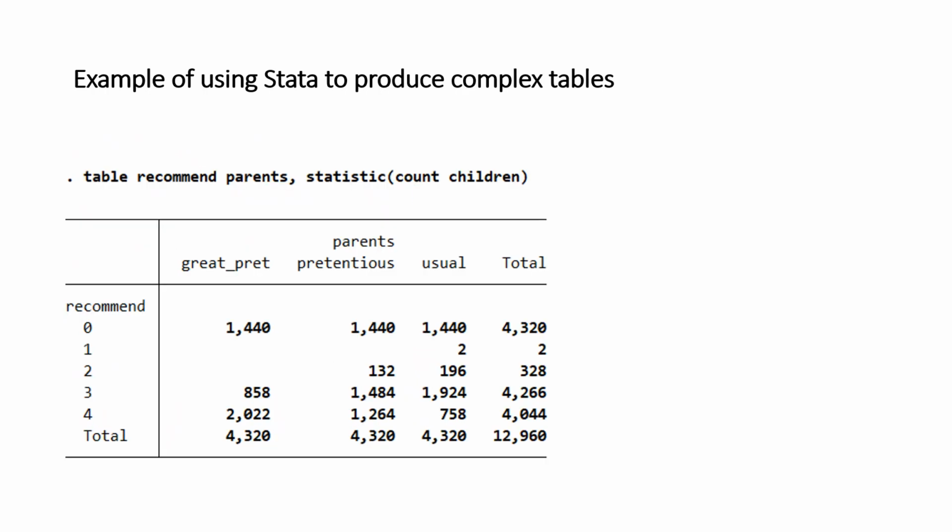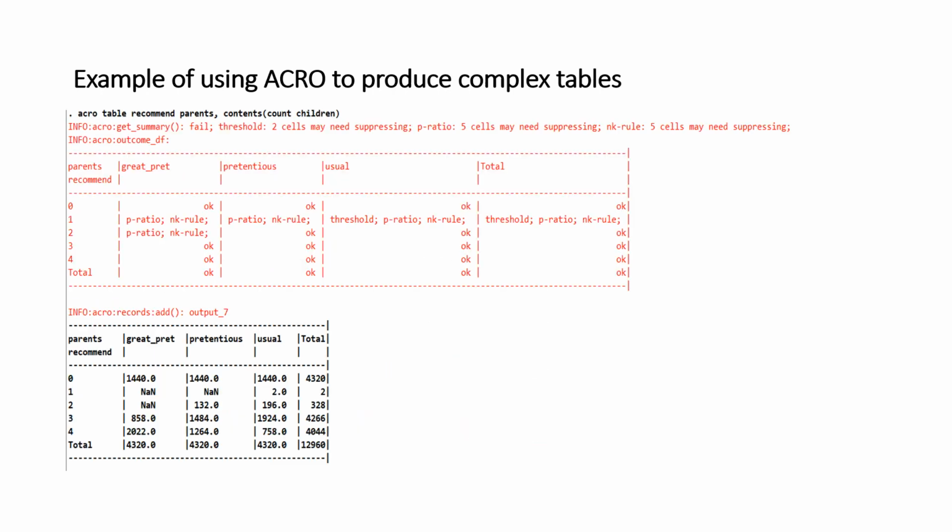Here is another example of a more complex table. In this case, we use the statistic option to get the mean of the children. This command will produce the same result, but by using ACRO. You can see that in this case, the output failed the statistical disclosure checks, and a summary is given, which shows that 2 cells violate the threshold rule, 5 cells violate the B-ratio rule, and 5 cells violate the NK rule. The outcome data frame shows these cells that violate each rule, and in the black color is the actual resulting table.